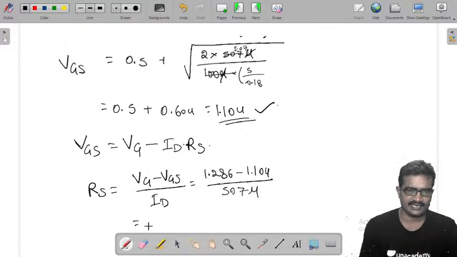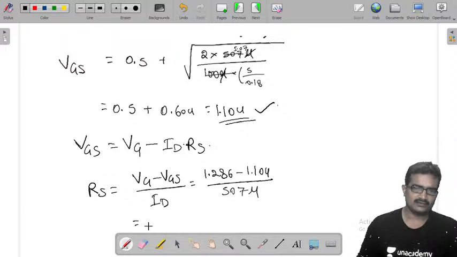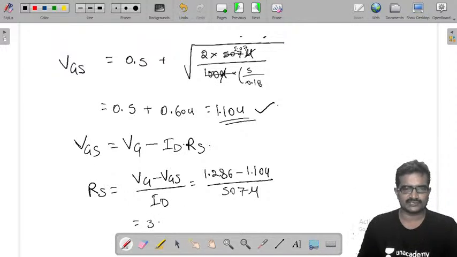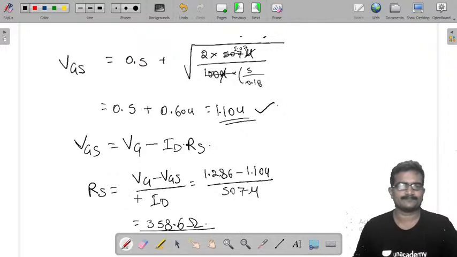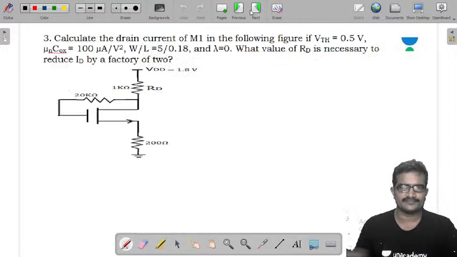0.18 divided by 507, that is 358.6 ohms. So that is the resistance RS value. Okay. So this is also a biasing problem.